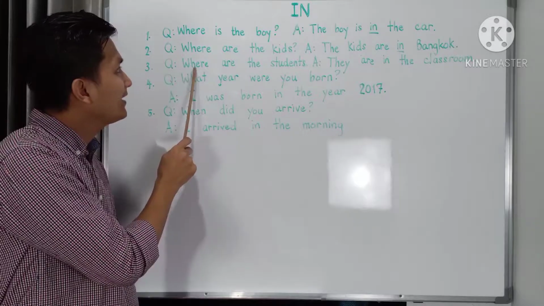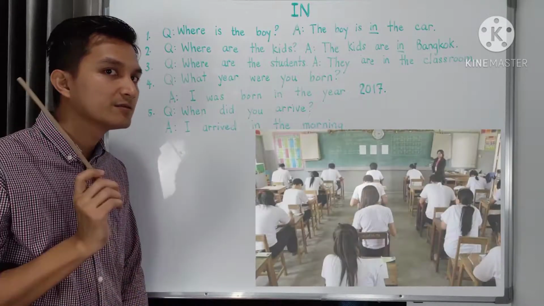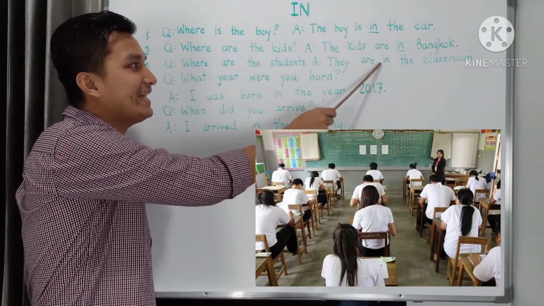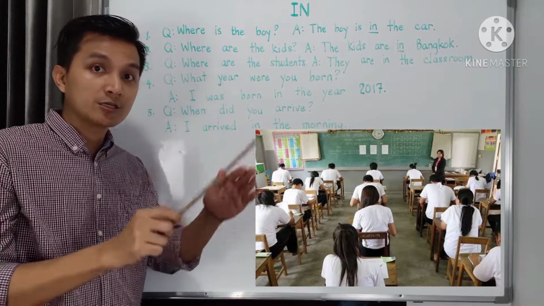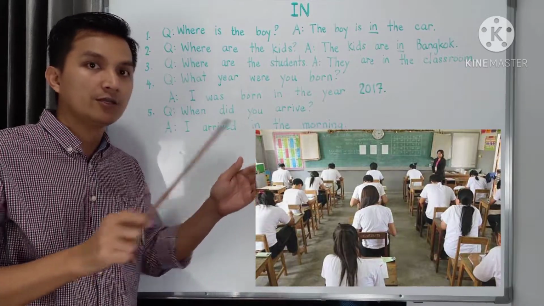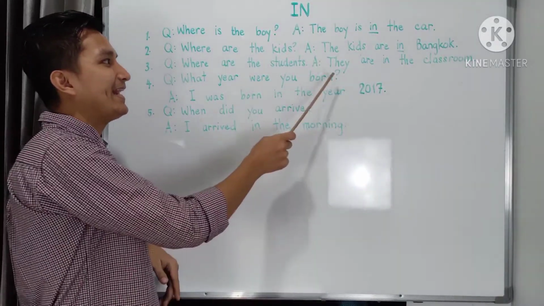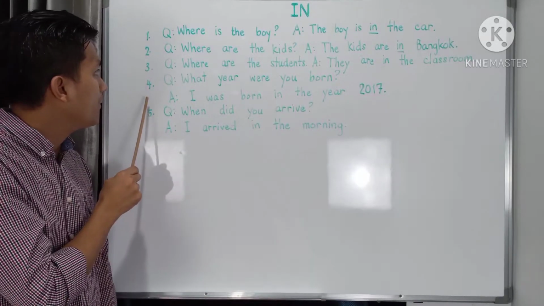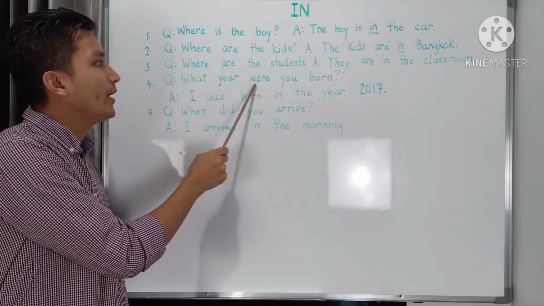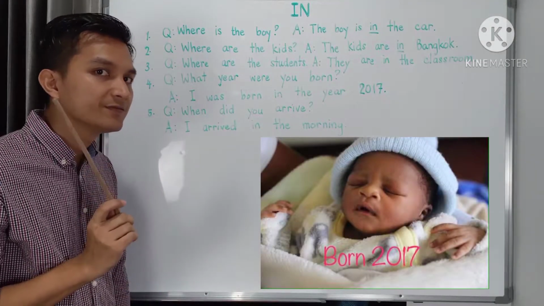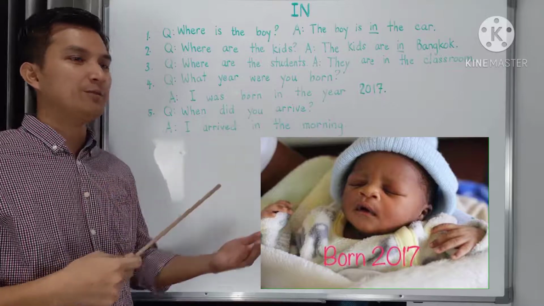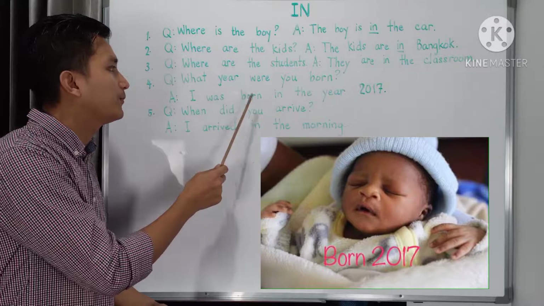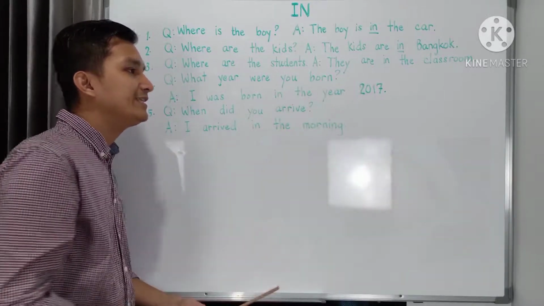Number 3, where are the students? That is correct. They are in the classroom. The classroom is considered a closed place, right? So that is in the classroom. Very good. Number 4, what year were you born? Okay, certain people are born in different years, right? But this one, I was born in the year 2017.